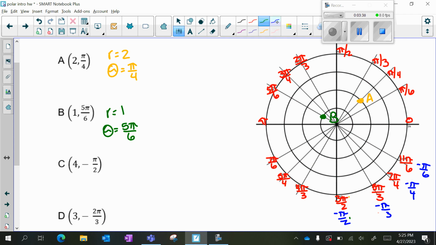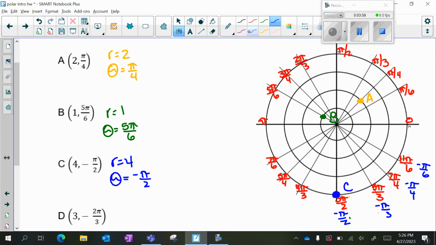C, r equals 4. My angle this time is negative pi over 2. So I'm rotating clockwise, which I don't have all of them labeled, but it is going to be down here, r equals 4 at negative pi over 2. This is the point C.